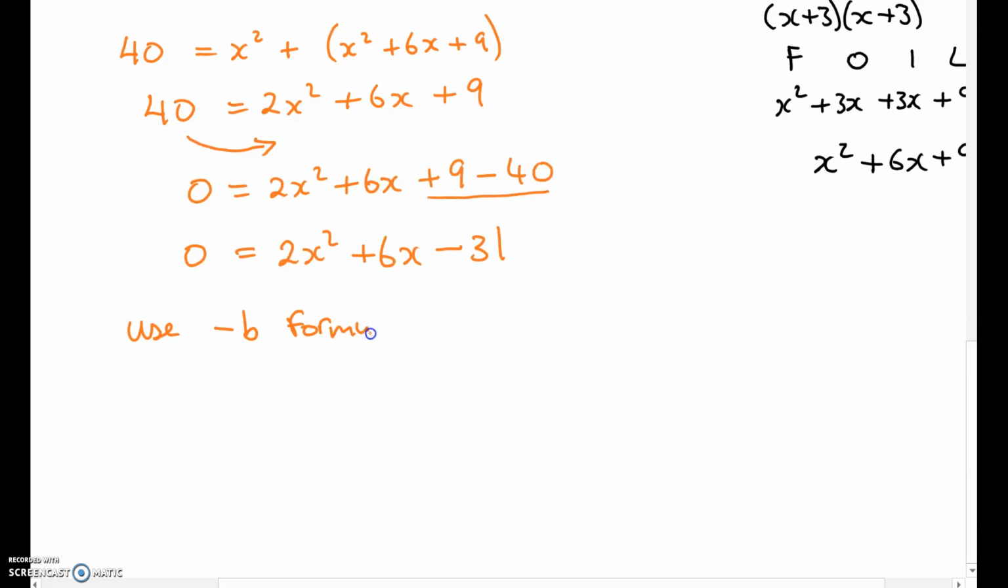And to solve that, we'd have to use the minus b formula. Now I'm not going to do that for you here, because we know already how to use the minus b formula, and if you've worked fast enough, you may get a chance to do this in class in this context as well.